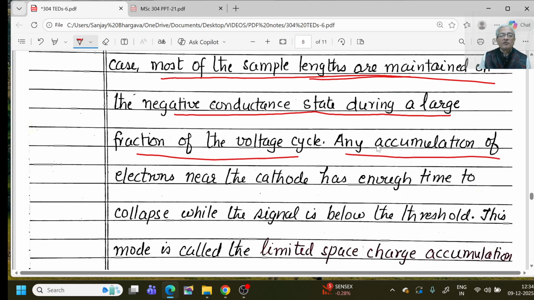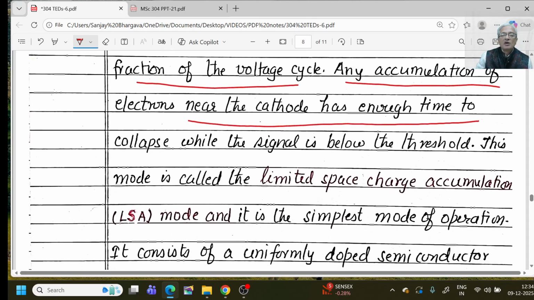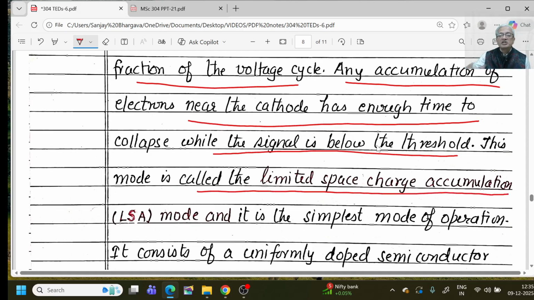Any accumulation of electrons near the cathode has enough time to collapse while the signal is below the threshold. तो जो आपके पास में इलेक्ट्रॉन्स कैथोड के पास थे वो कोलैप्स होते हैं कब? जब सिग्नल थ्रेशोल्ड से नीचे होता है. This mode is called limited space charge accumulation. इसीलिए स्पेस चार्ज अक्यूमुलेशन पहले जैसा नहीं हुआ. It is just a limited part of space charge accumulation that is taking place, क्योंकि बहुत सारा चार्ज जो कैथोड के पास है वो कोलैप्स हो जाता है क्योंकि सिग्नल तब भी थ्रेशोल्ड के नीचे रहता है.